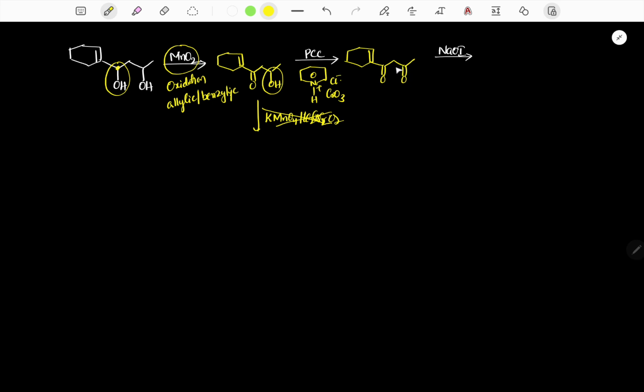Now the product is treated with NaOI. NaOI means I2 plus OH minus. So this is an iodoform reagent. Now the reactant has an active methylene, so you have to identify it immediately: active methylene connected to two ketones. Therefore it undergoes the iodoform reaction, giving CH3COO minus, and this active methylene carbon converts into iodoform.